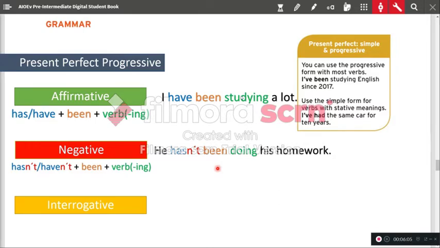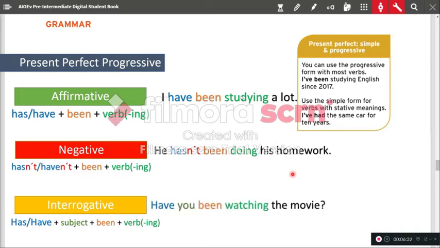Finally, we have the interrogative form. That is similar to the affirmative form, only that first we're gonna start the sentence with has or have, then the subject, and then the verb been, and the verb in ing. As you can see, the verb been and the verb in ing is present in all the present perfect progressive sentences. So this is something that you will always have. An example of this could be these questions. Have you been watching the movie? So we have have, then the subject, been, and a verb in ing. Alright, and this is how you write sentences in present perfect progressive. As you can see, it's very, very easy.